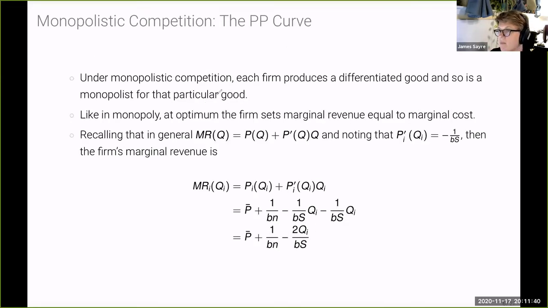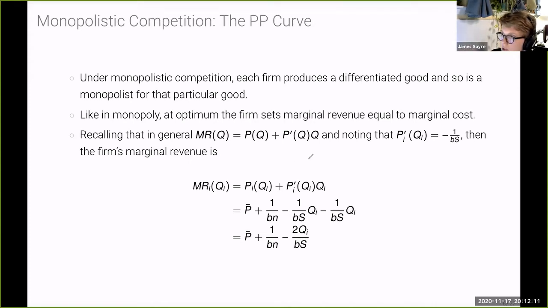Okay, the next thing to go through is that under monopolistic competition, each firm is going to produce a differentiated good. And so it's going to act, in essence, as a monopolist for that particular good. If I produce almonds and other firms produce cashews and peanuts, then I'm going to act as a monopolist for my variety of almonds, because my brand differentiation allows me to exert some market power of my own.